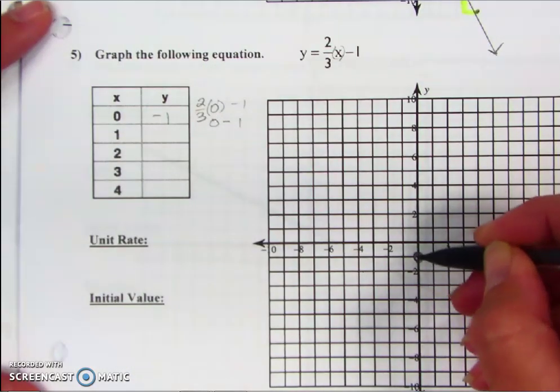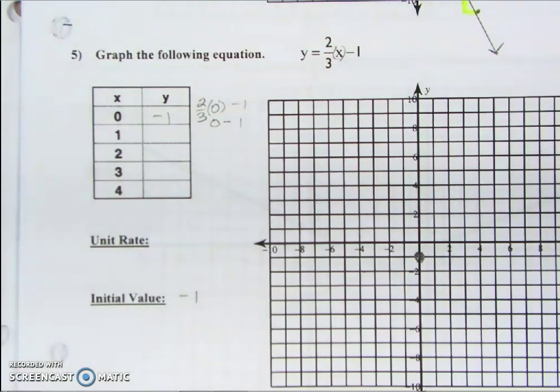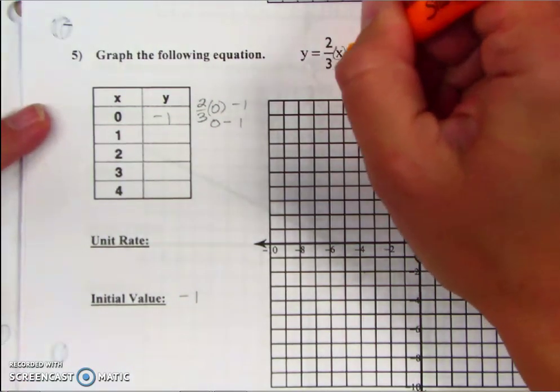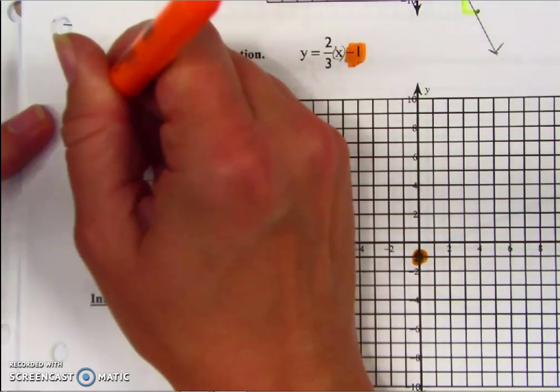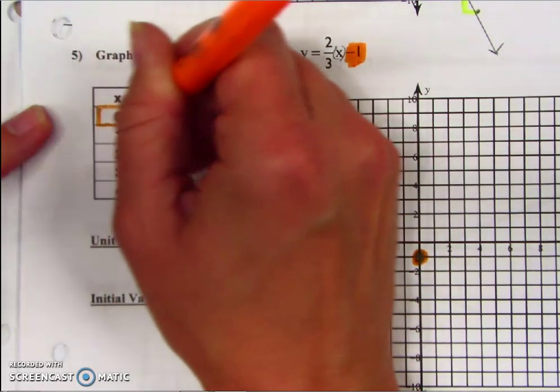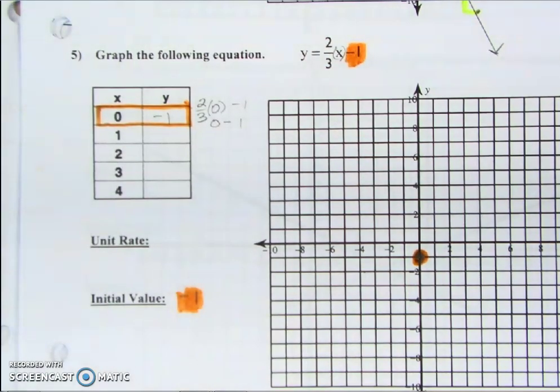We start this graph at -1, so our initial value is -1, and we can see that show up in the equation over there without an x attached. All right, remember our initial value is where x is 0. That's our starting point. Now we see how it changes.